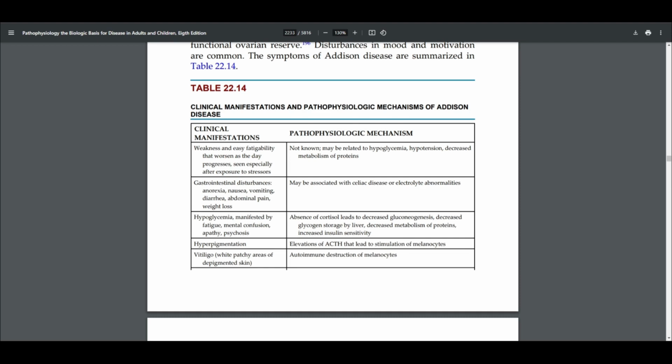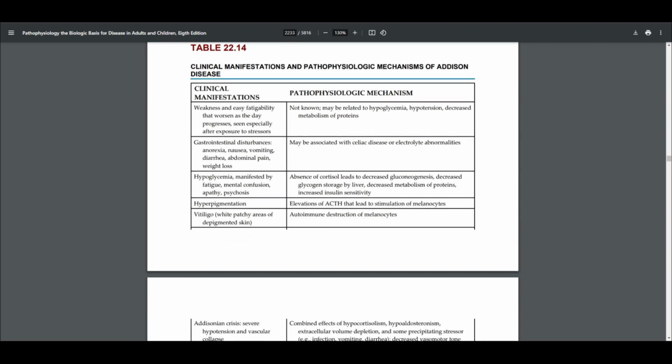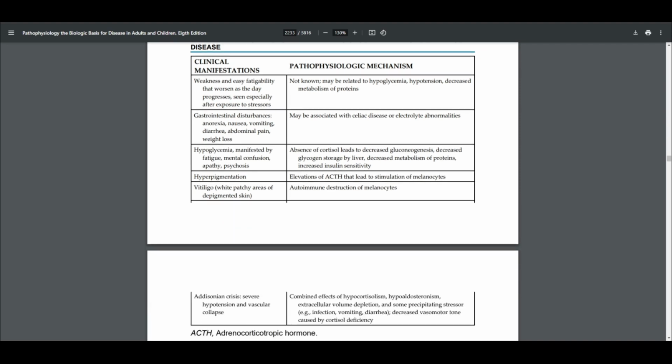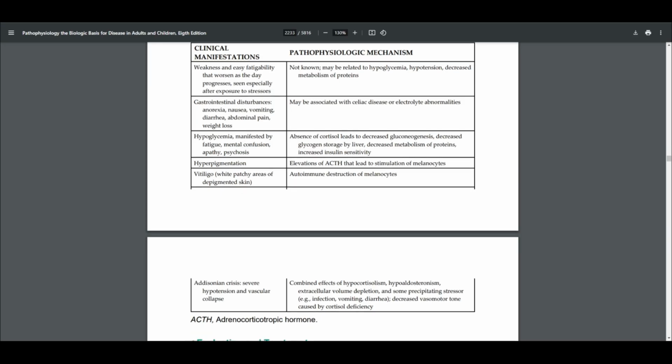As always, hit pause if I'm going too quickly through this. But the big ones are weakness, easy fatigability, gastrointestinal disturbances, hypoglycemia, hyperpigmentation, vitiligo, and Addisonian crisis: severe hypotension and vascular collapse.